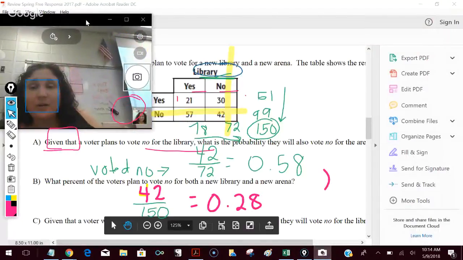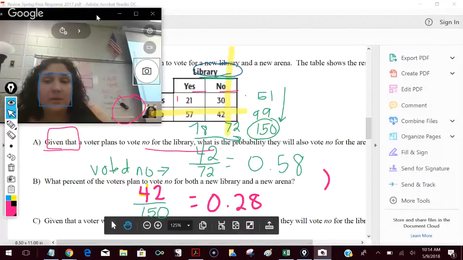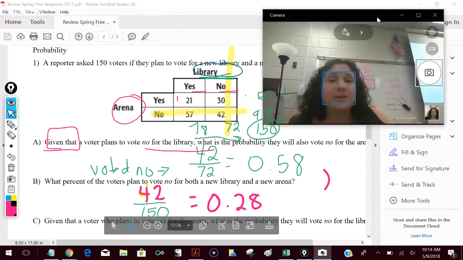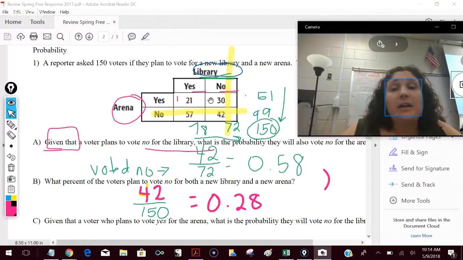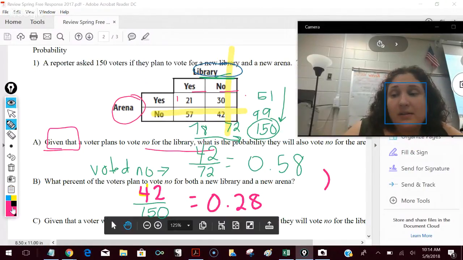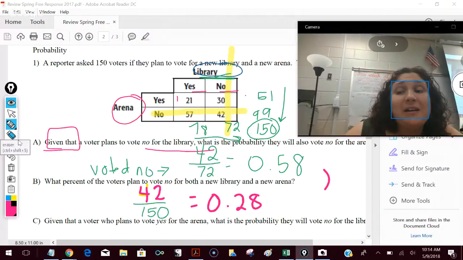So if we look over here. Wouldn't it be 72 because it says for both the new library and... Nope. Because 72 only represents the people who said no in the library. If we look here again, when we go here, let me erase this. We good? Okay, so this first question said, given that they plan to vote no for the library.